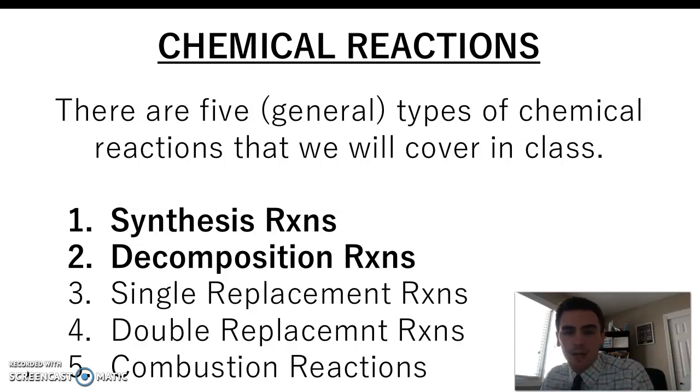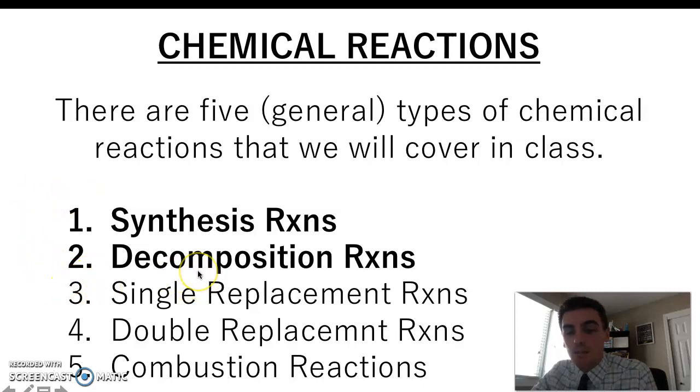You've learned how to balance reactions, and you've also learned how to write word equations now. So now we need to get a little more specific into different types of chemical reactions. As you can see here at Fremont, we cover 5 general types of reactions, and really most high school classes will, but we'll break these up a little bit so it's not overwhelming all at once. Today we'll cover synthesis reactions and decomposition reactions.